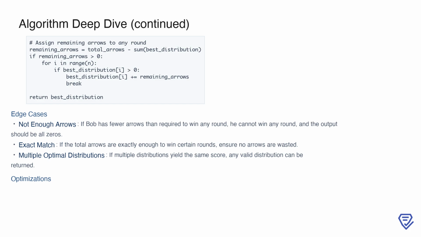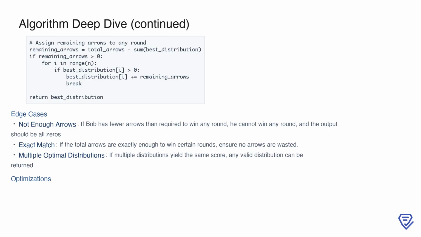After determining the best distribution, we handle any remaining arrows. These leftover arrows can be assigned to any round where Bob already competed. For simplicity, we add them to the first round in the best distribution where Bob used arrows. This ensures that all arrows are accounted for and no resources are wasted. The final distribution is then returned.